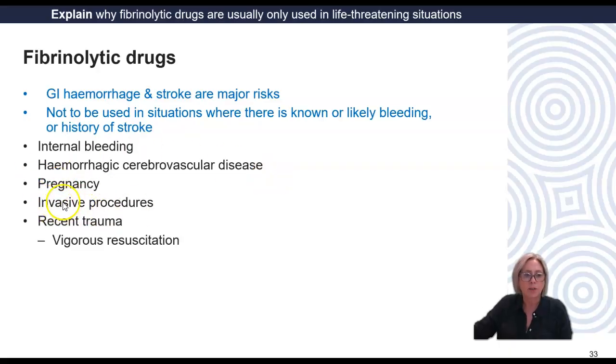They can't be used if somebody has had an invasive procedure, because the invasive procedure is likely to have damaged blood vessels, and then if you throw in a fibrinolytic drug on top of that, you're going to increase the risk of hemorrhaging. And similarly, if somebody's had a recent trauma that has required vigorous resuscitation, which is going to cause bruising and damaging anyway, and you introduce a fibrinolytic drug, then you're more likely to get this hemorrhaging occurring.